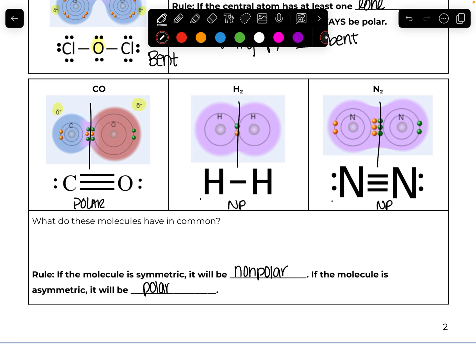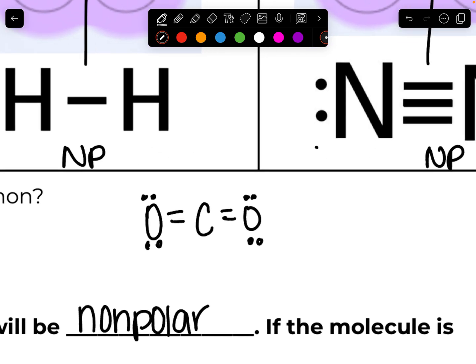So these are linear molecules, but they're only made of 2 atoms. Let me give you another example. Let's say I gave you something like carbon dioxide this time. Let's analyze this cutie real quick.